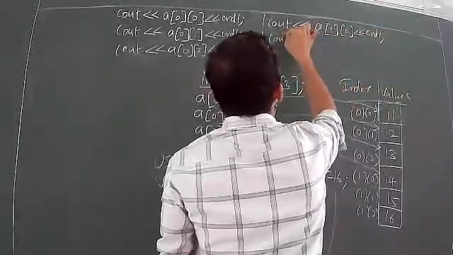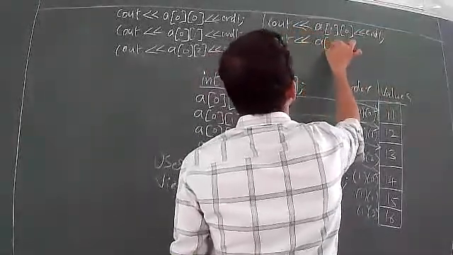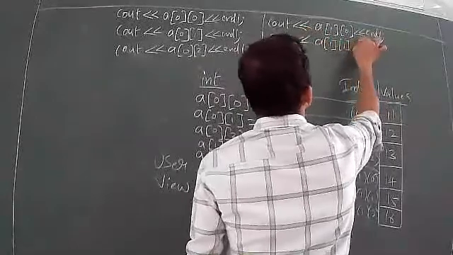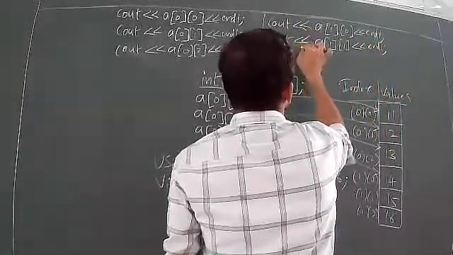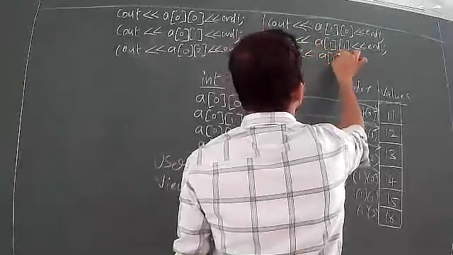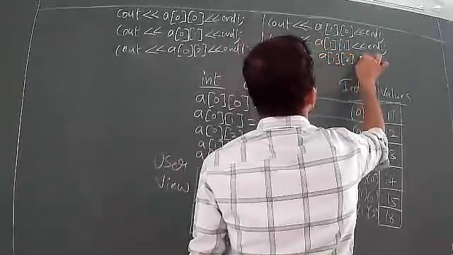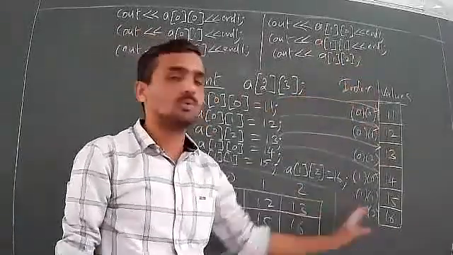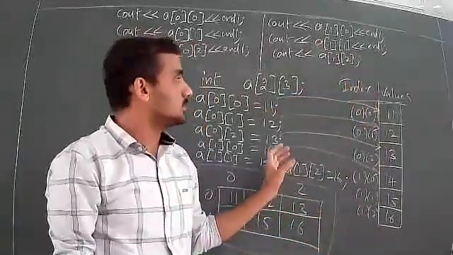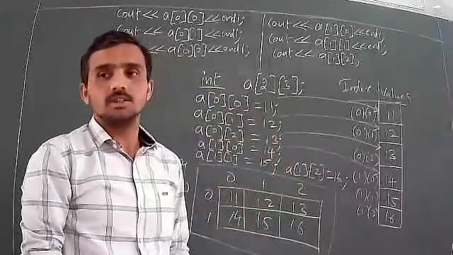So, 0, 0, 1, 1. The last element is the last one. Don't write endl because it is not required. After that, no more elements are present. Don't write it.